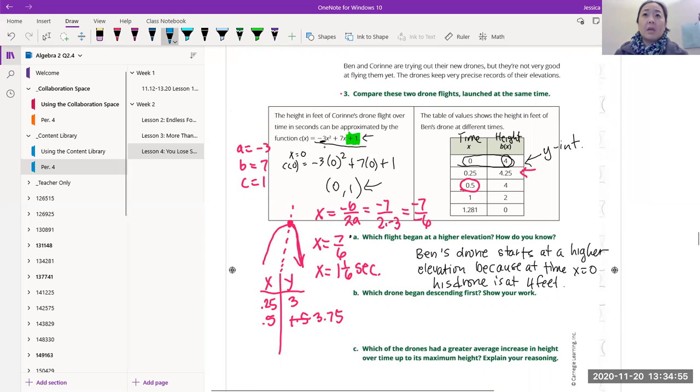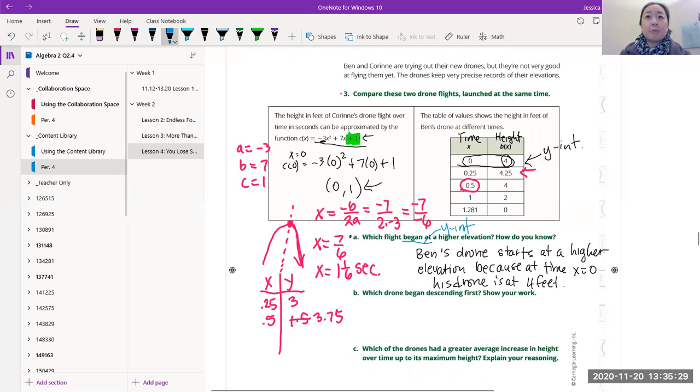And if you look at Kareen's, the question was, which flight began at a higher elevation, right? When we're talking about anything about began, we're talking about the y-intercept at this point. So when we see began, think of y-intercept, especially when we're talking about the elevation, like how high or how low it is. Because usually at began, that's when your x is equal to 0, your time is equal to 0, right? So here our y-intercept was at 4, right? So Ben's drone started at 4 feet above the ground, right?